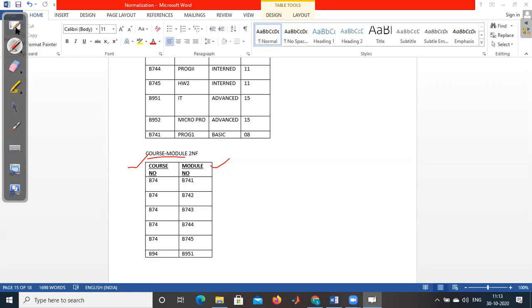So what is second normal form? According to second normal form, all non-key attributes should be fully dependent on the primary key attributes. Here the course number and module number are the prime attributes. Not all attributes depend on the whole primary key; a few attributes depend on the course number and a few depend on the module number. According to the rule, all attributes should be fully dependent on both course number and module number, but here that is not the case. Then what we have to do is decompose it. Okay, so we'll see with some other example.